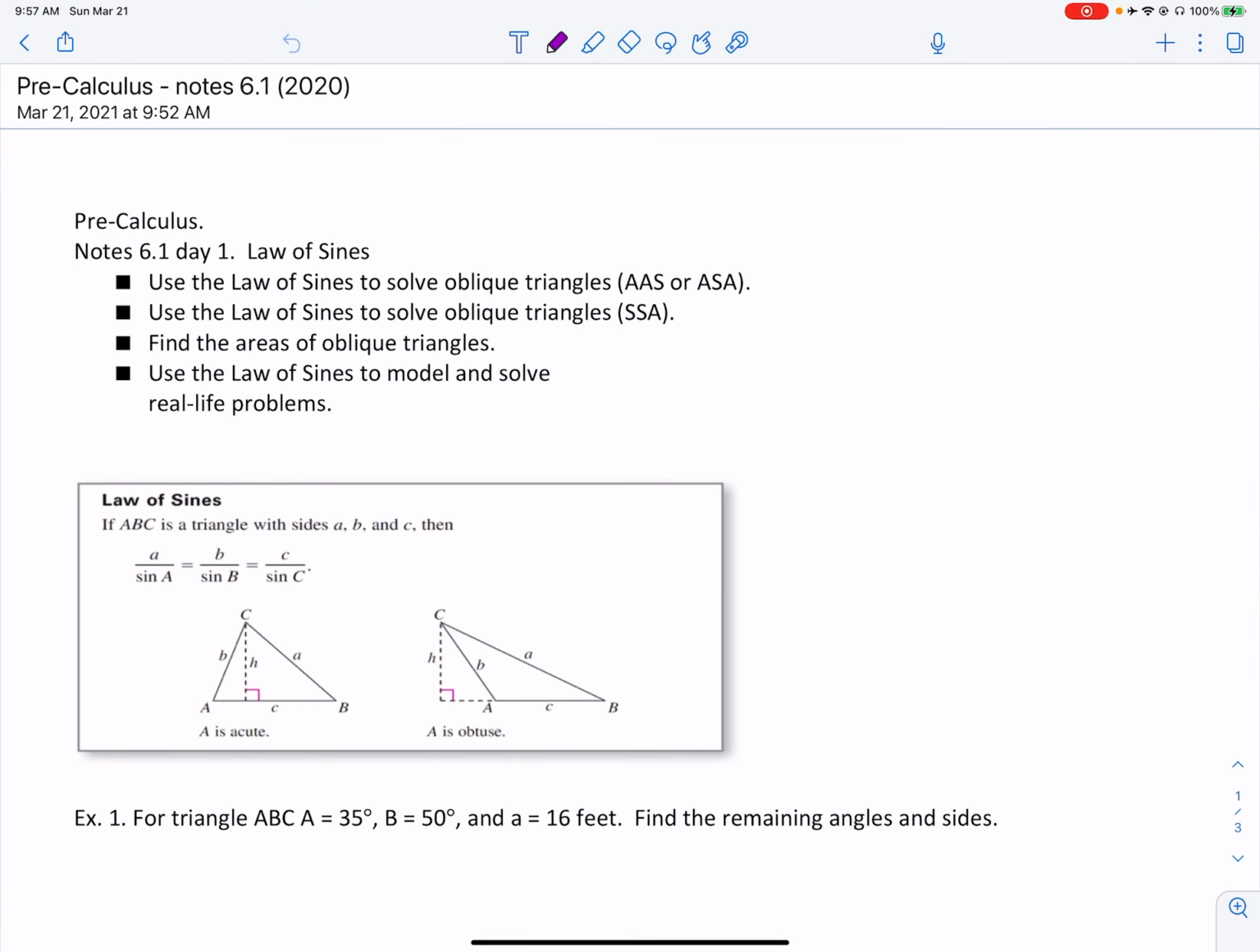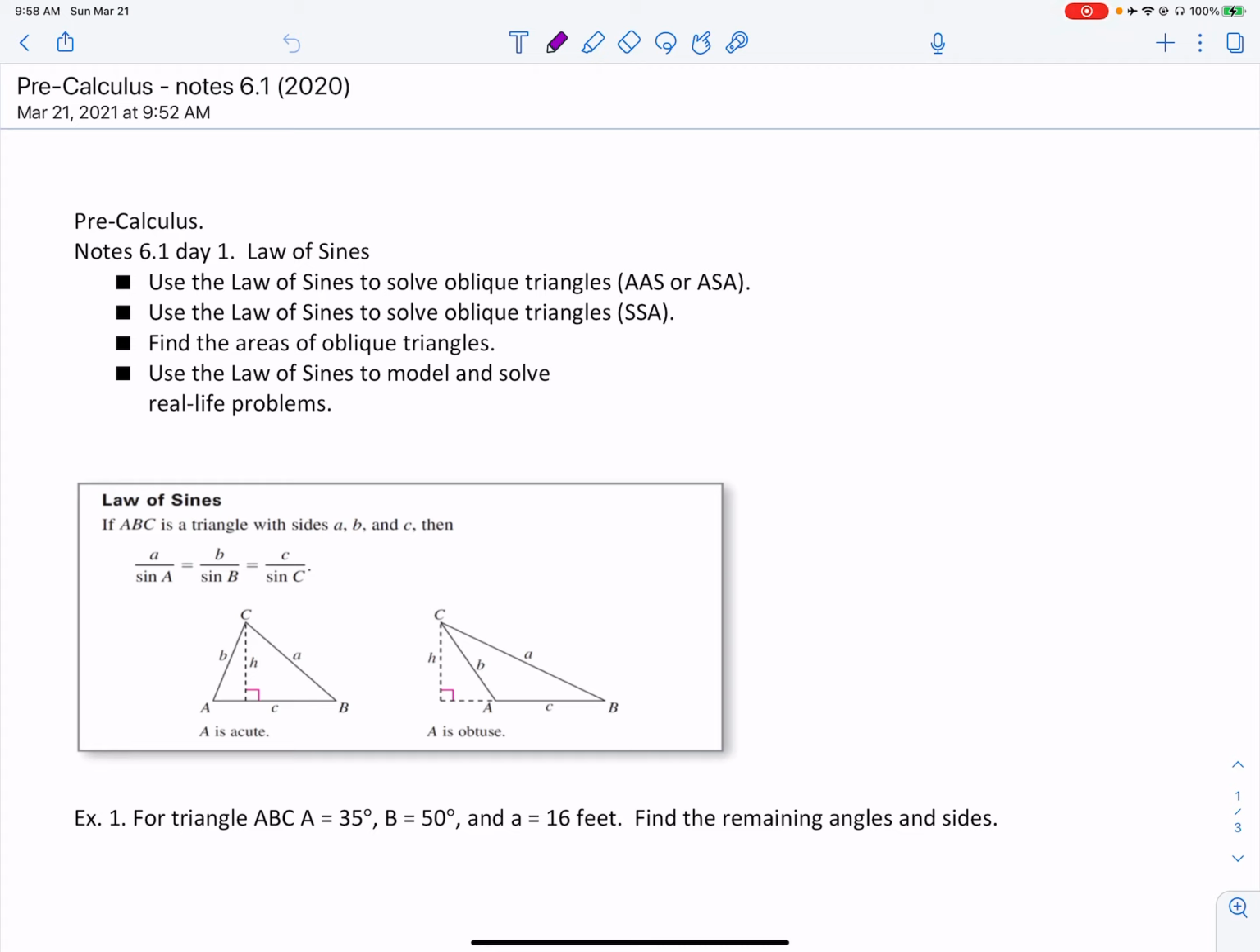Precalculus 6.1, we are looking at law of sines. Right triangle trig, when we're doing sine, cosine, tangent, and the other reciprocal functions, we use to solve right triangles when there's a right angle. But we need methods to solve and find lengths of sides and missing angles when we don't have a right angle. Law of sines is one of those that we use, and law of cosines is another one, which we will do in the next lesson.